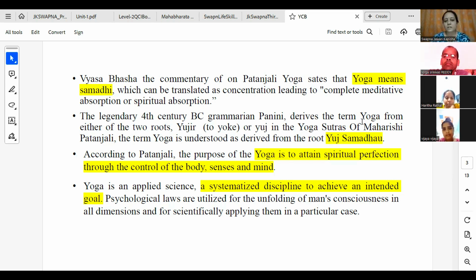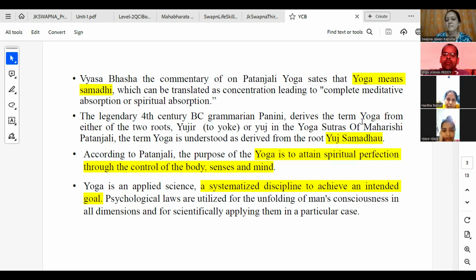According to Patanjali Maharshi, yoga has been defined as attaining spiritual perfection through the control of the body, senses, and mind. See, these are three different definitions. The first one says yoga means samadhi. The second one says yoga is derived from the root word yuj samadhau. Whereas Patanjali Maharshi says chitta vritti nirodha, that is, to attain spiritual perfection through the control of the body, senses, and mind.